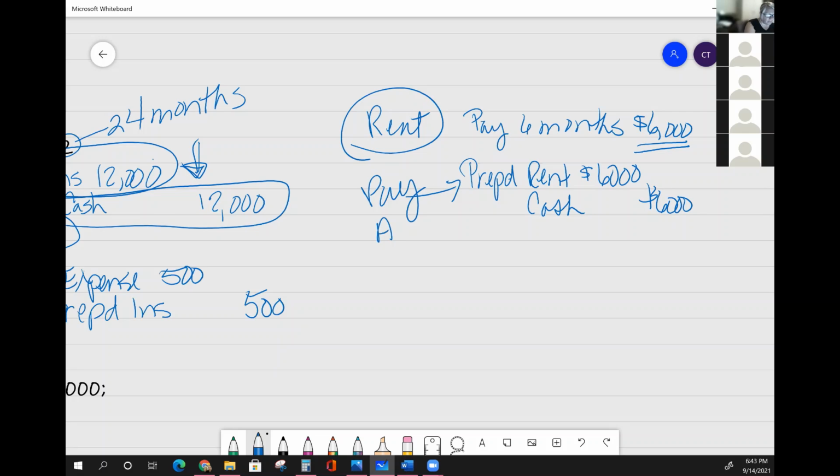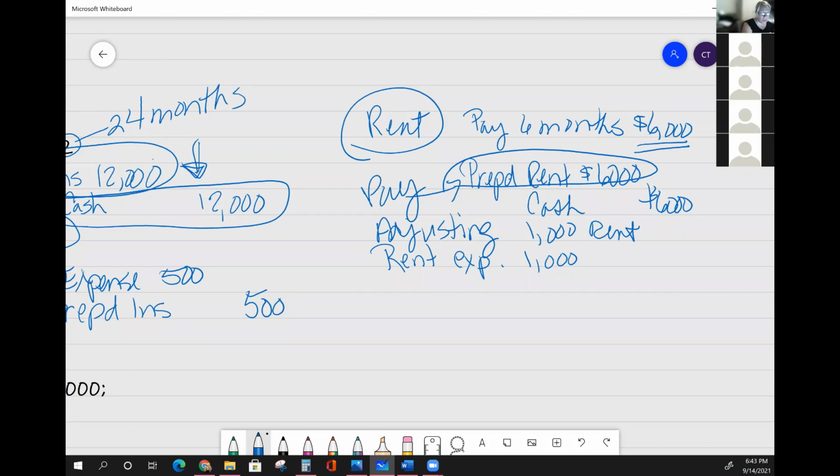My adjusting entry each month, I need to recognize $1,000 for rent. So my adjusting entry is going to be a debit to rent expense for $1,000. And I'm not going to cash because I already paid it, right? I need to reduce my prepaid rent, just like we did with the insurance. This is sitting as an asset on the balance sheet as prepaid rent, and I'm going to show it reduced now. It's not going to show 6,000 on the balance sheet after the first month. It's only going to show 5,000 because I'm going to do a journal entry to credit prepaid rent and make sure that it's being reduced over the 6-month period.